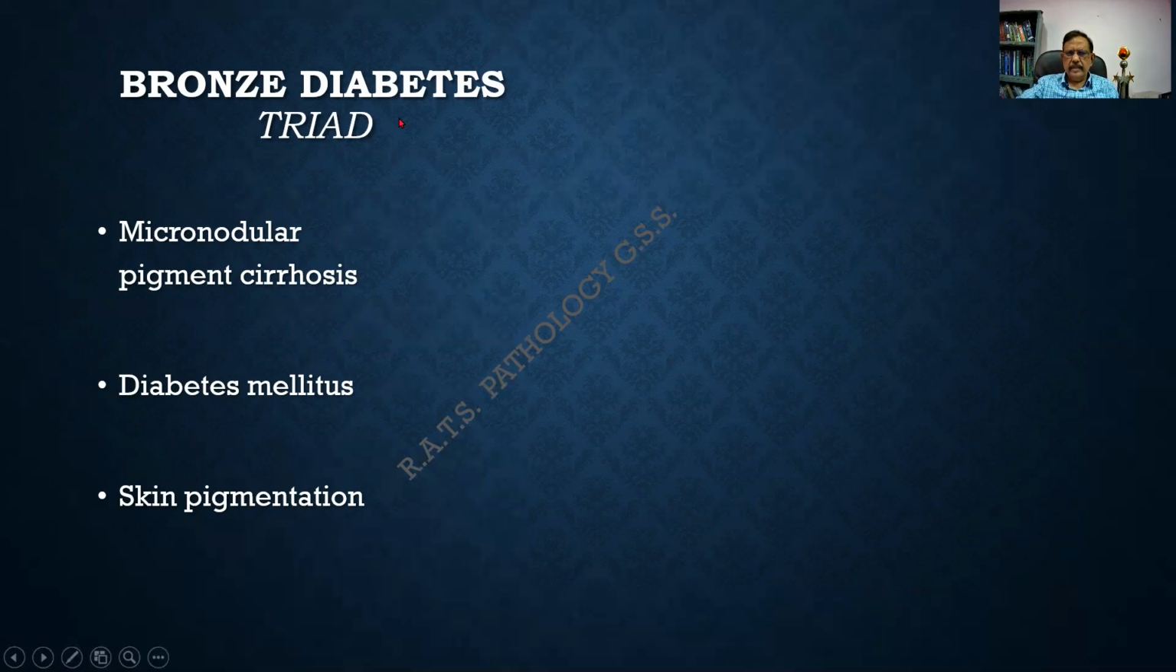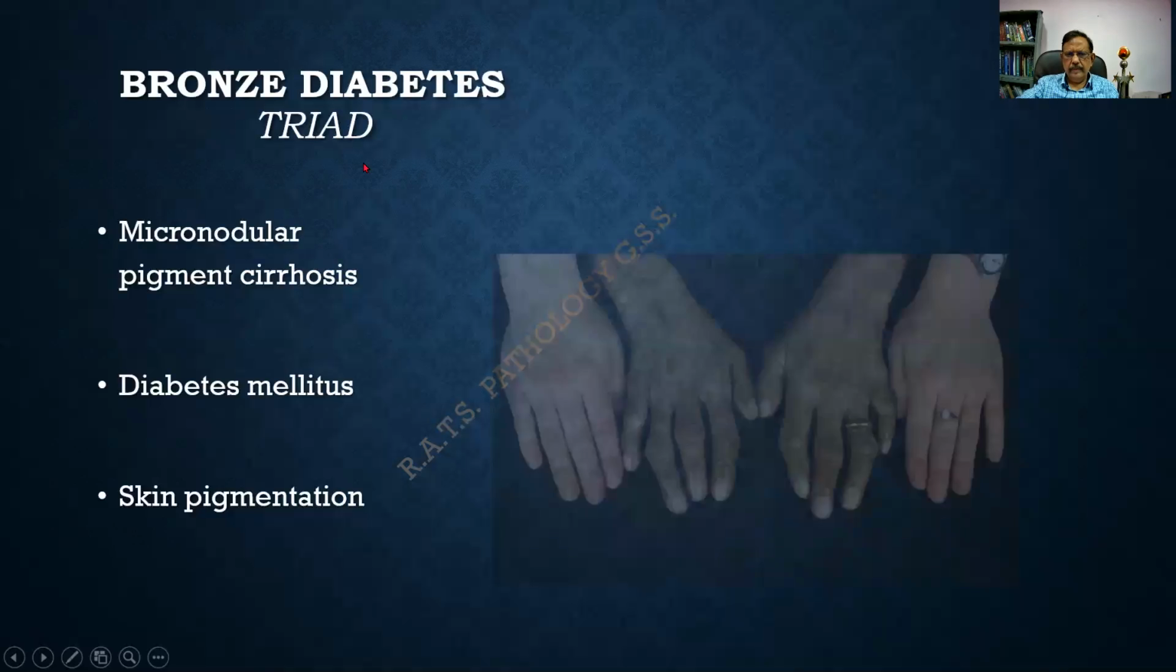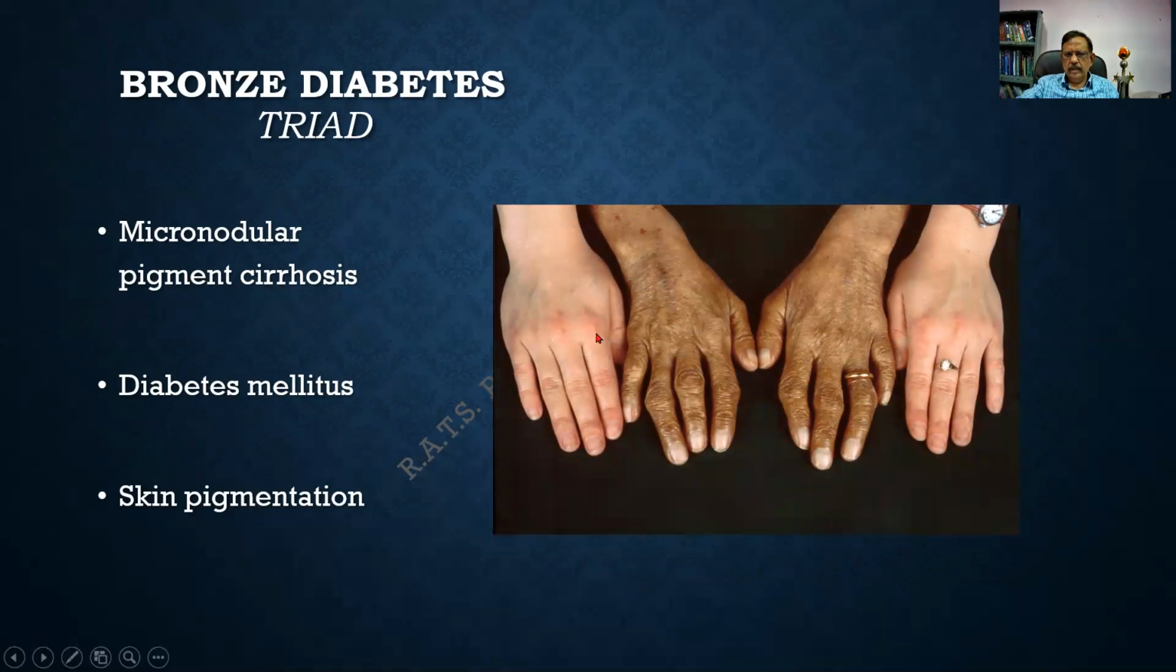One of the changes in a case of hemochromatosis will be a bronze diabetes, usually asked as a question, or if you answer, you get a mark for this. It consists of a micronodular cirrhosis, diabetes mellitus, and skin pigmentation. And there is also a pigment in the liver, a pigment cirrhosis. So these are the three. It is called a triad. And look at this one, a normal patient for control and then a hemochromatotic hand. And you can compare. There is a definite pigmentation in the skin that we can make out.